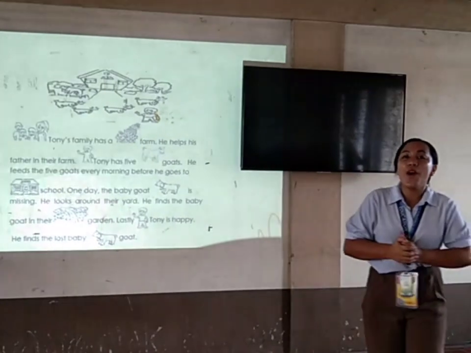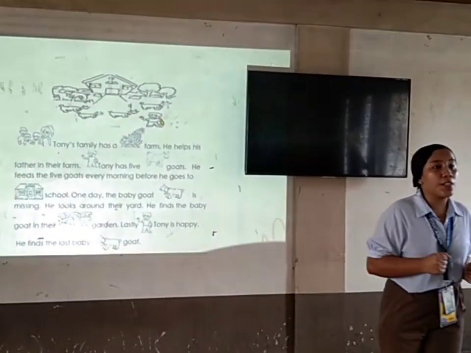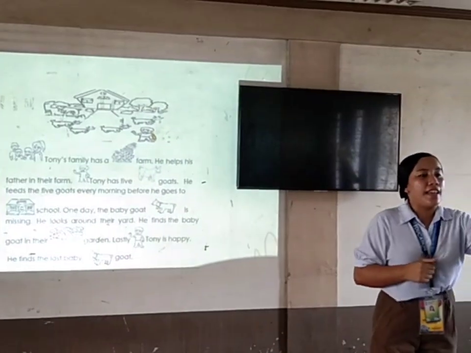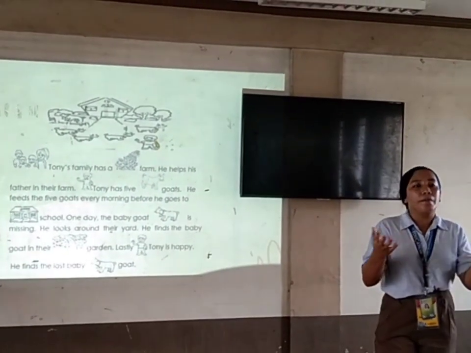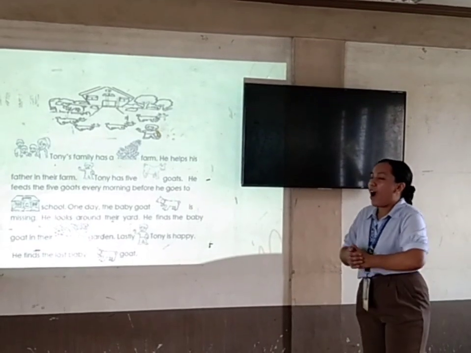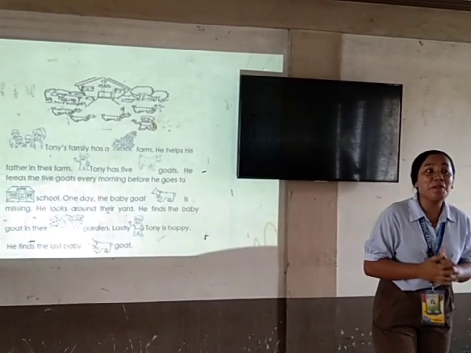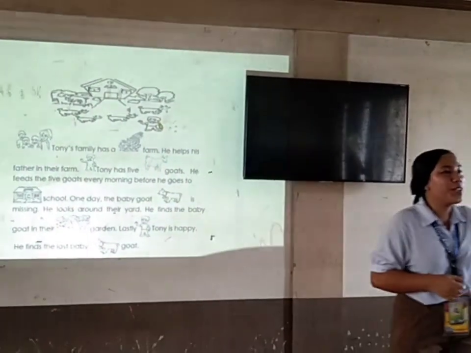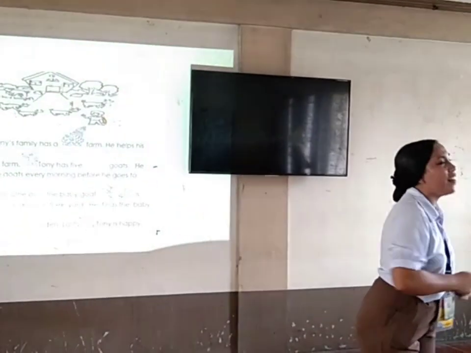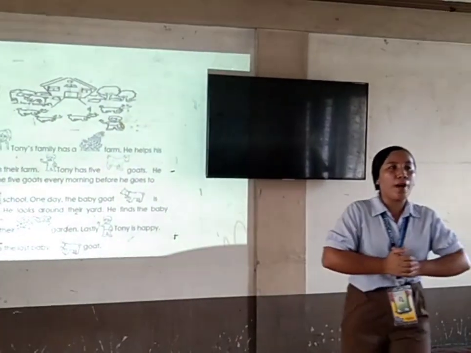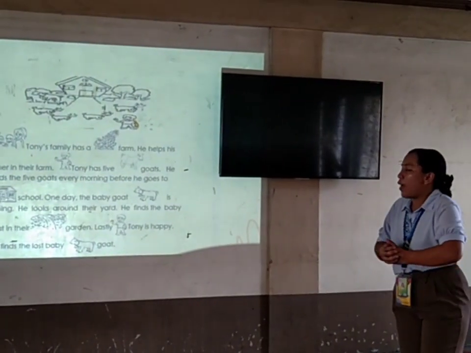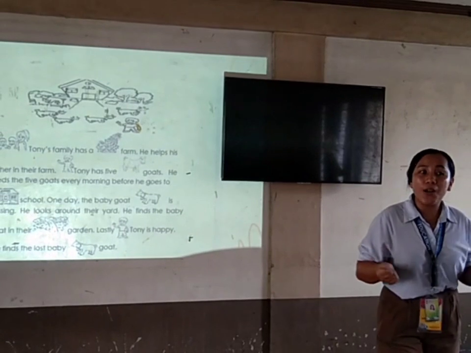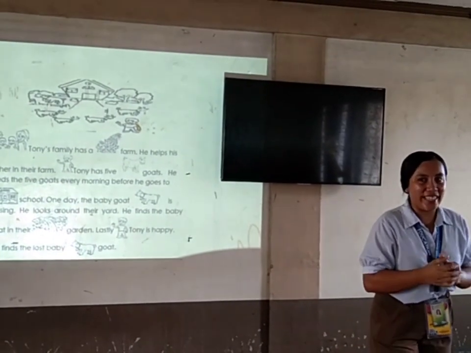Okay. So what is the problem in the story? Yes, Rose. Yes, the baby goat is missing. Okay, so how did Tony solve the problem? Yes, I see someone is raising their hand. Yes, Jamal. Yes, very good, Jamal. So he looked around the yard and then he found the baby goat in the garden.